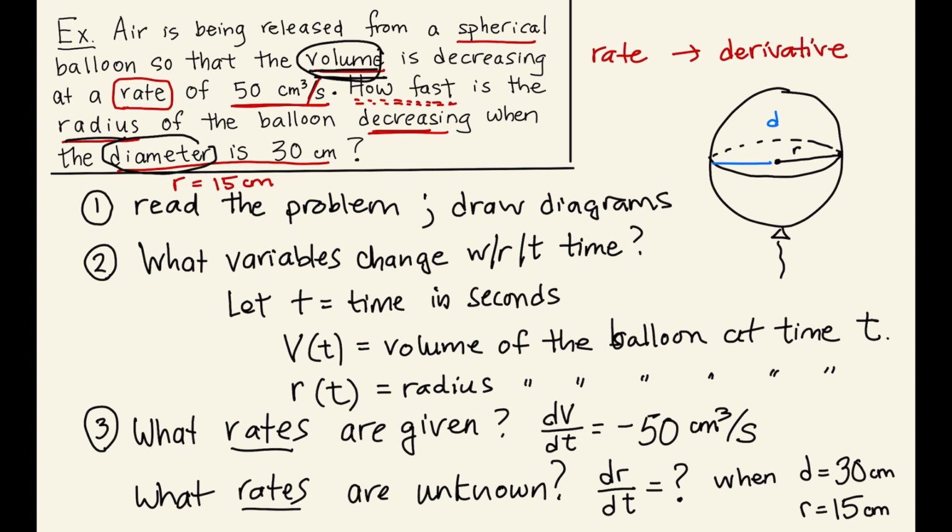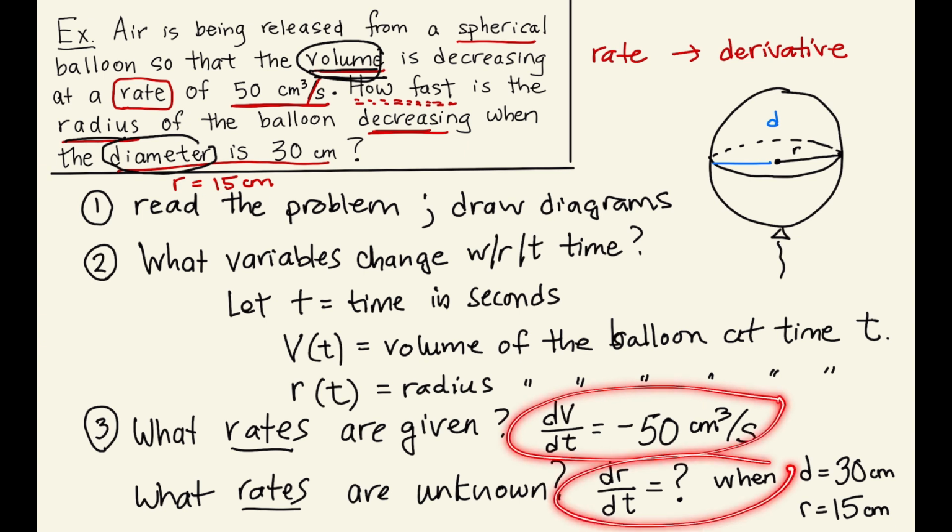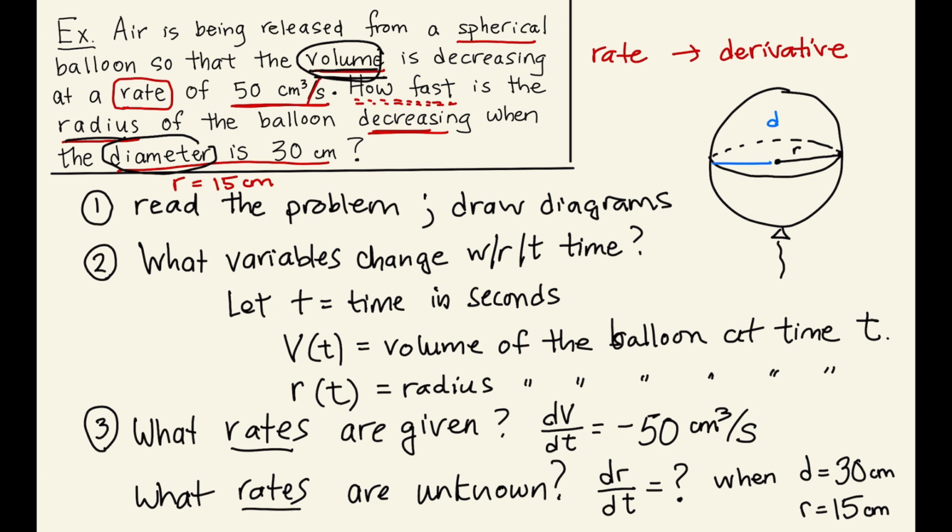So the question is, what is the trick here? If I know that the volume is decreasing at this rate, how am I going to use that to figure out the rate at which the radius is decreasing? The idea behind related rates problems is that these rates are related. Since the volume as a quantity is related to the radius, and you can see that that's true, as the volume gets smaller, the radius also gets smaller. So these quantities are related in some way. Therefore, their derivatives should also be related. So how are we going to find that relationship?